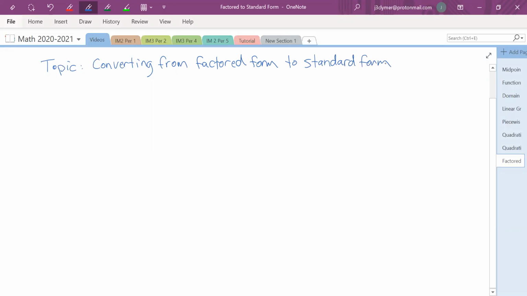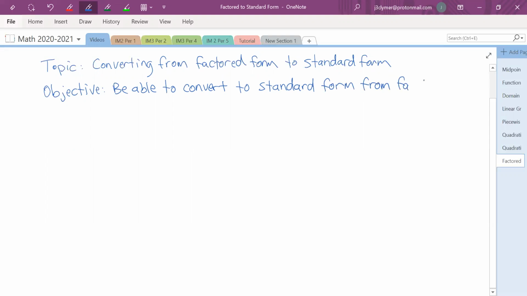All right. And the objective in this case is pretty much the same thing as the topic. We should be able to convert to standard form from factored form. So as we learn about different forms of quadratic equations, we should know how to go between them. Go from factored form to standard form to factored form, and any other forms we end up learning. To standard form from factored form.